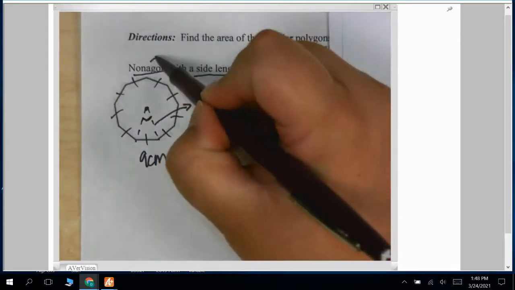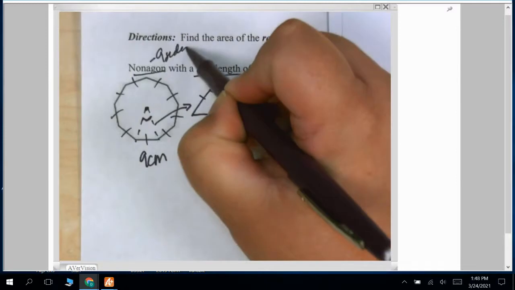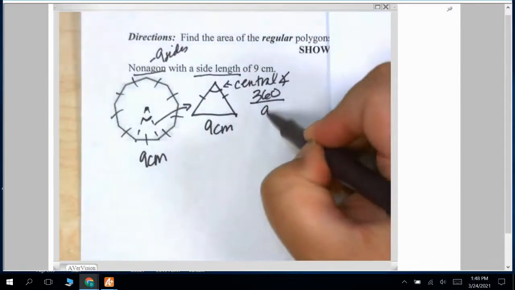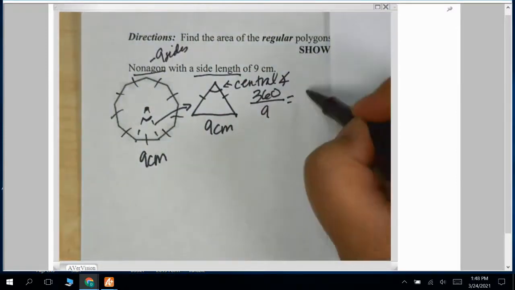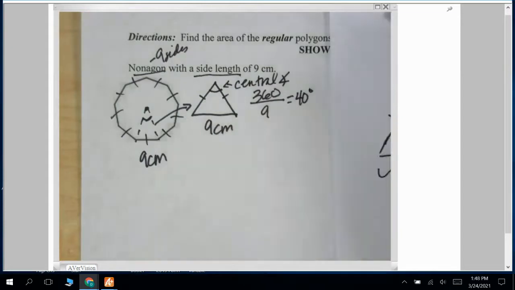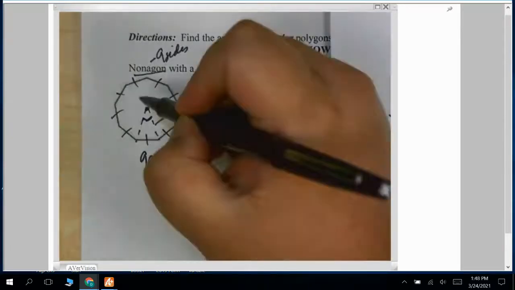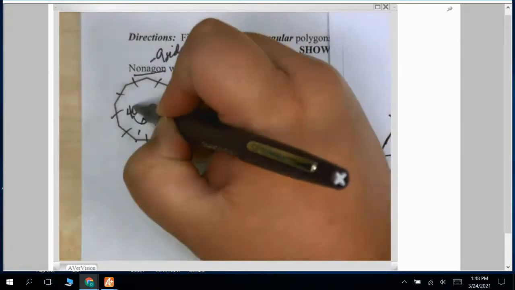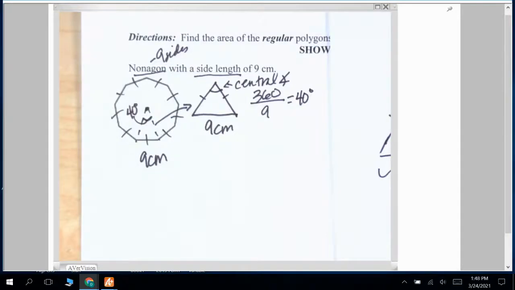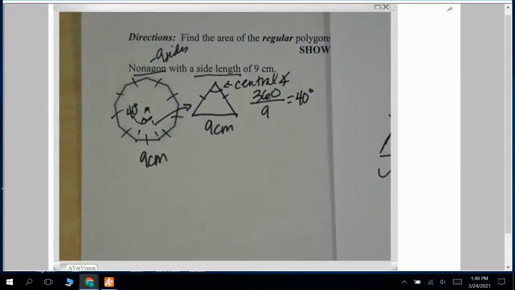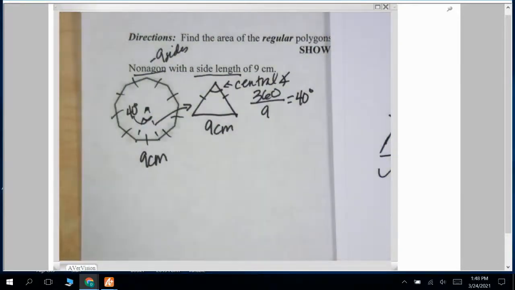I'm going to put that up here, 9 sides. So I divide by 9, and in this case I get 40 degrees. So that entire angle is 40 degrees. Now that I know that, I'm just going to mark it over here so that it's clear. It's 40 degrees. If I want to find the area of that isosceles triangle, I'm going to have to bisect it.